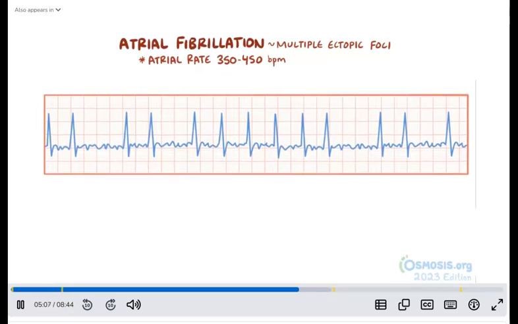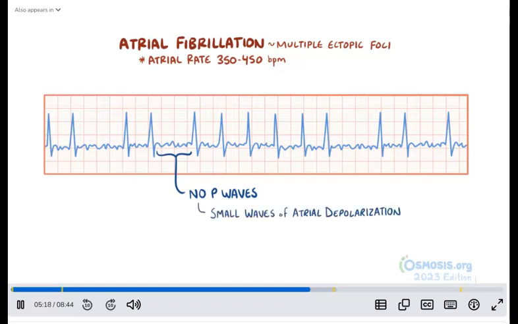The ectopic foci fire too quickly for the atria to be fully depolarized by any one of them. So with atrial fibrillation, there aren't any P waves on an ECG, but rather small waves that reflect waves of atrial depolarization that couldn't make it through the AV node.